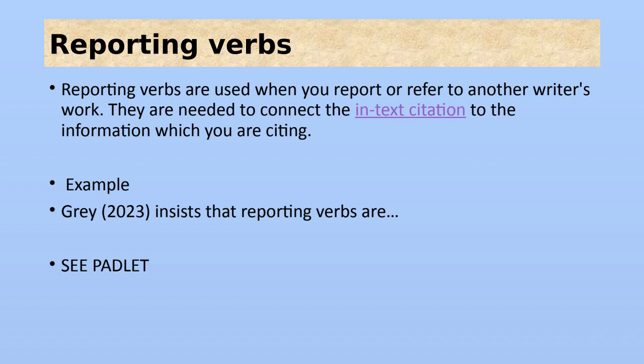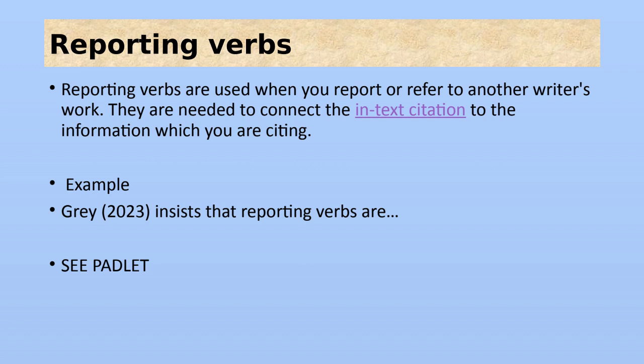Reporting verbs are used when you report or refer to another writer's work. They're needed to connect the in-text citation to the information you're citing. So if you go back to the Padlet, there should be reporting verbs there. Okay, if you drag along and go right along to the Padlet, you will see way along at the end on the right hand side, reporting verbs.